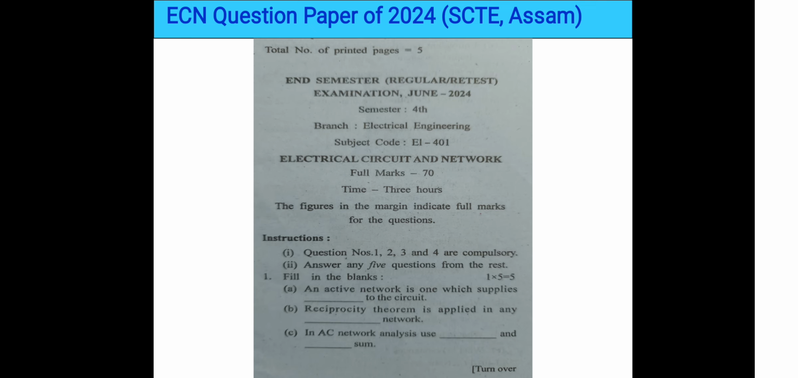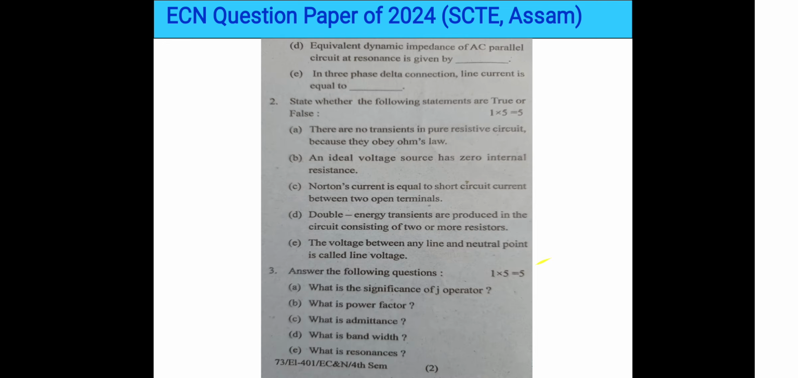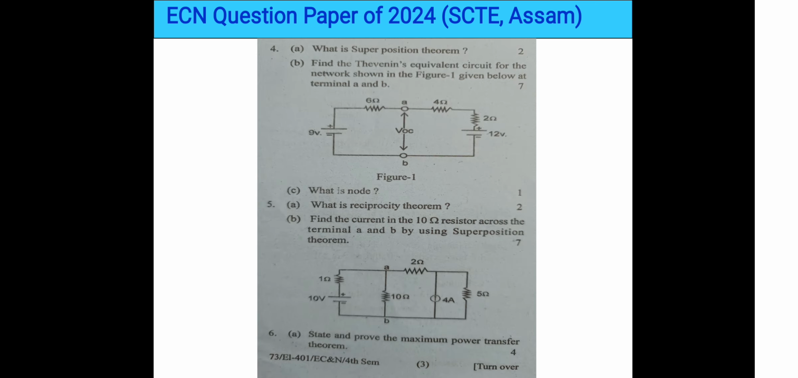So there are a total of 70 marks. Questions number 1, 2, 3 are compulsory, and from the rest they are asking to answer any 5 questions. The first question, fill in the blanks, has 5 marks. Question number 2 is true or false, so here is also 5 marks. And question number 3, answer the following questions, asks to write some definitions. The other questions ask about solving problems.